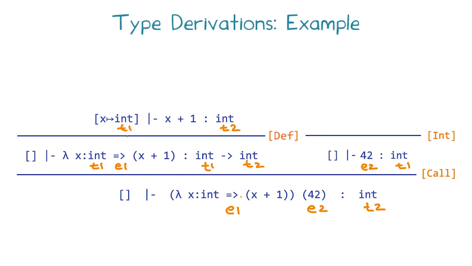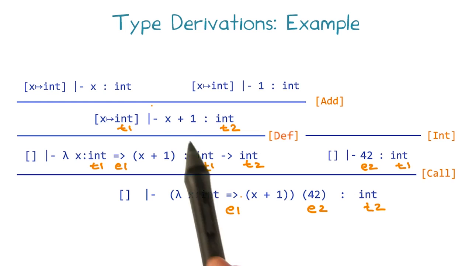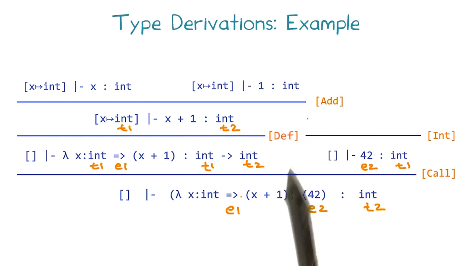Under this assumption, the hypothesis states that it is provable that x plus 1, which is the expression that the function outputs, is an int. Therefore, the def rule schema is correctly instantiated, and we now proceed to prove that x plus 1 has type int under the environment where x is mapped to type int. X plus 1 is an addition expression, so we now check that the add rule schema holds.